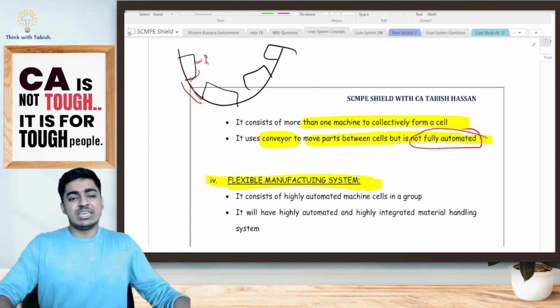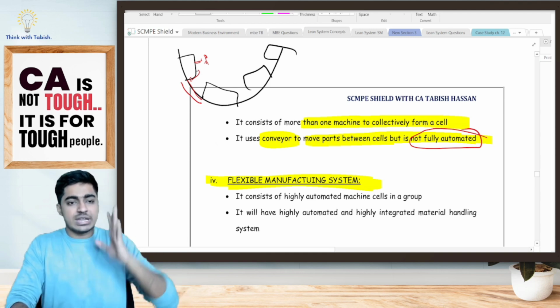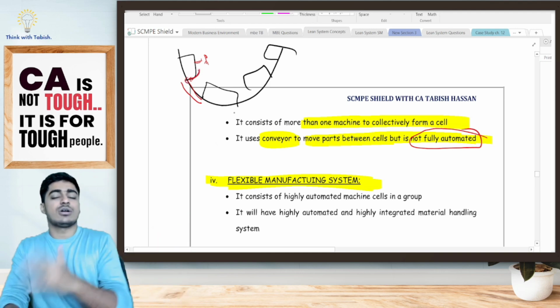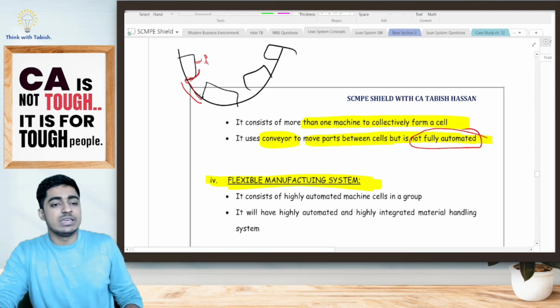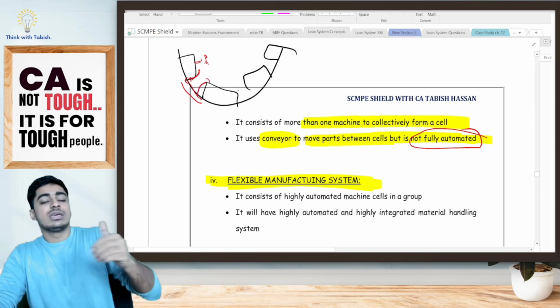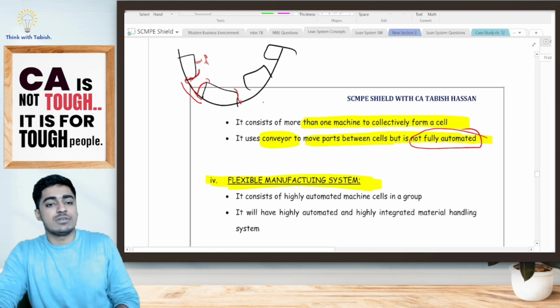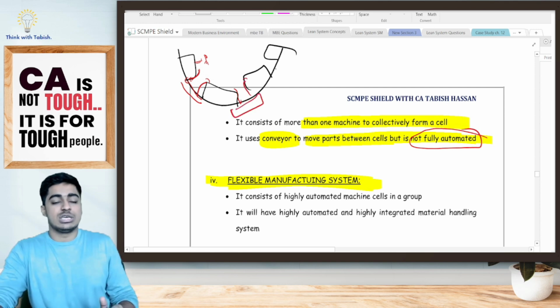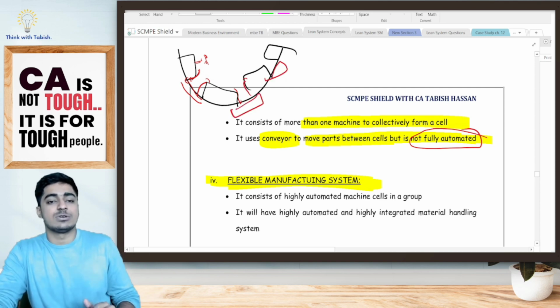Generally they keep a conveyor belt here so that whatever output I get, I drop it here. From here it automatically goes to the next machine. There the machine operator picks it, processes it, and again puts it on the conveyor belt. It goes to the third machine, he processes it, and the output is transferred to the fourth machine.